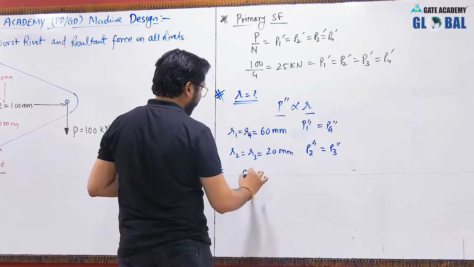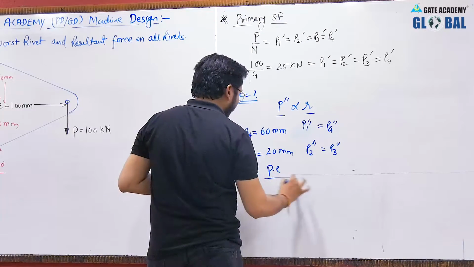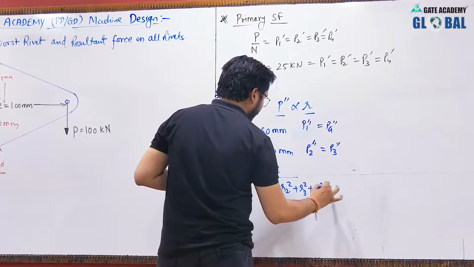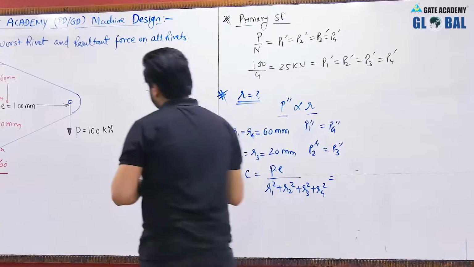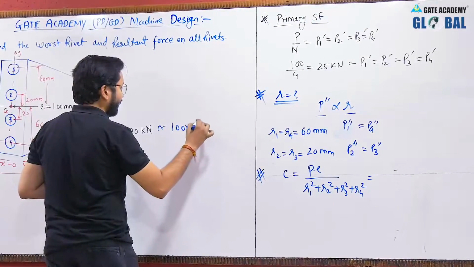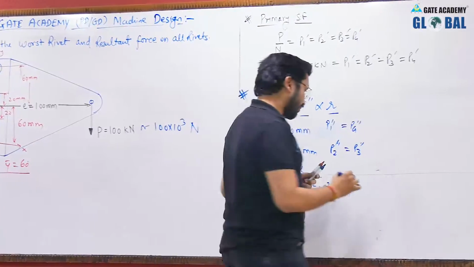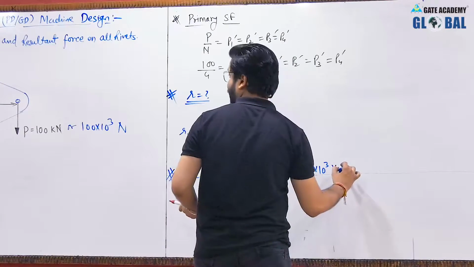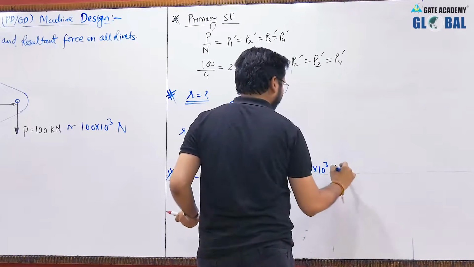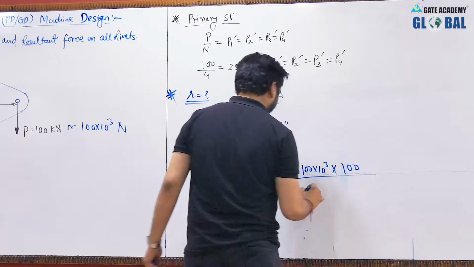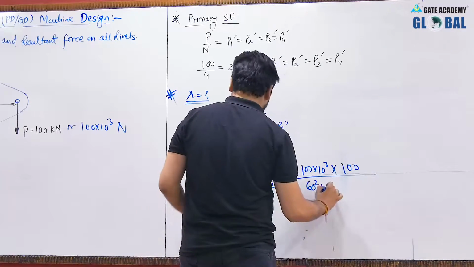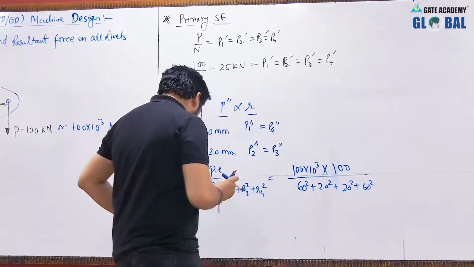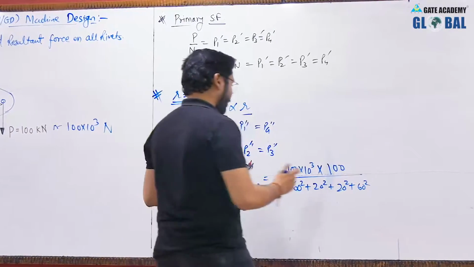So first of all we will be calculating the constant C. This will be P into E divided by R1 square plus R2 square plus R3 square plus R4 square. So P is 100 kilonewton, or you can write 100 into 10 to the power 3 Newton. So this will be 100 into 10 to the power 3 into E, that is 100 mm, eccentricity is 100 mm, divided by R1, that is 60 square, plus R2, that is 20 square, plus 20 square plus 60 square. So let us calculate the value of constant.